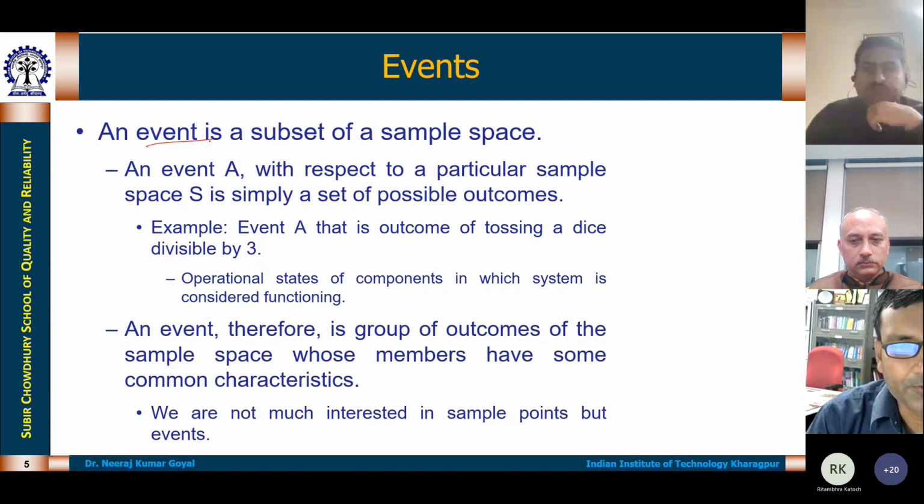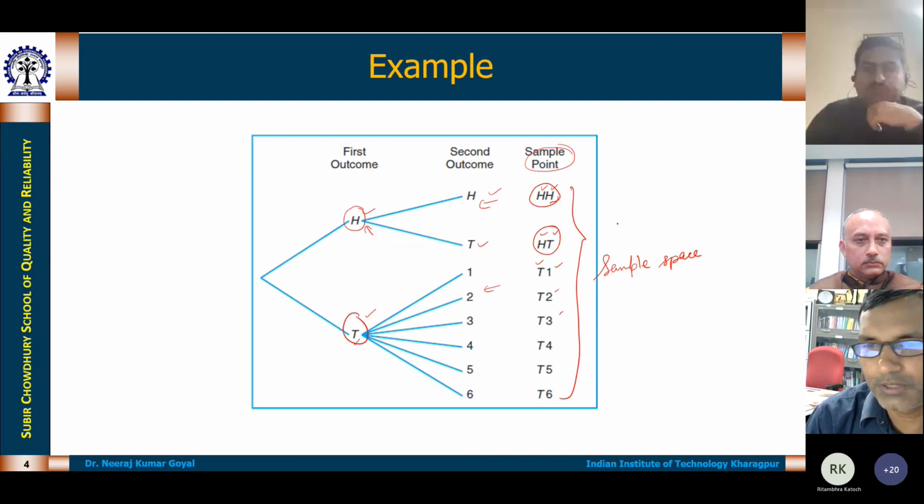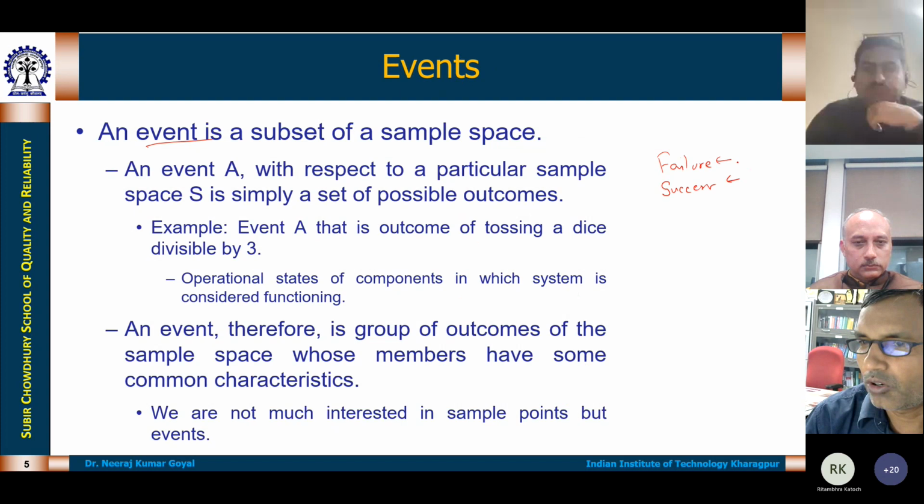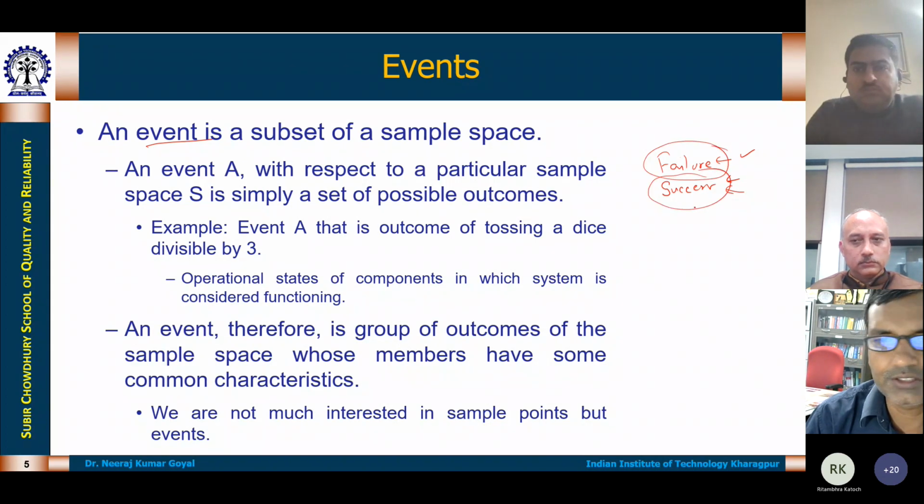Then comes the term event. Like what we consider in reliability, there are two events: failure event and success event. So failure and success are events. They are not simple sample points. They may be a combination of several possible occurrences. When they happen, they can be labeled either as a failure or as a success. So failure and success are events, not sample points. Something is called an event when it is a set of possible outcomes, and this set can be one, null, or the full set.